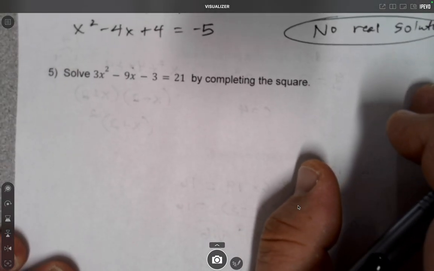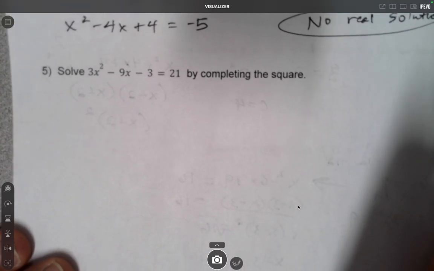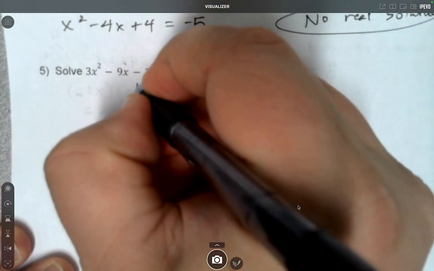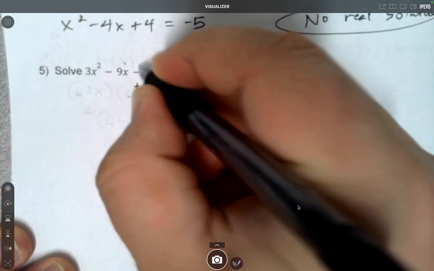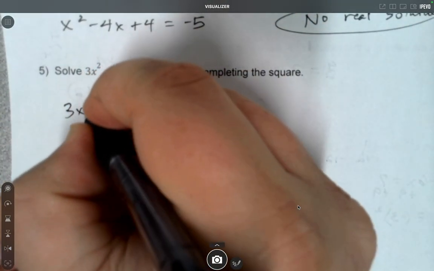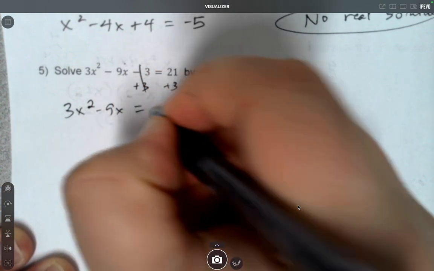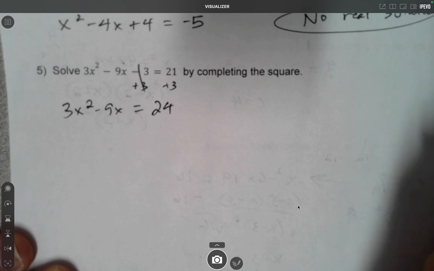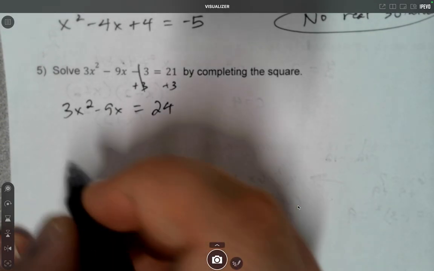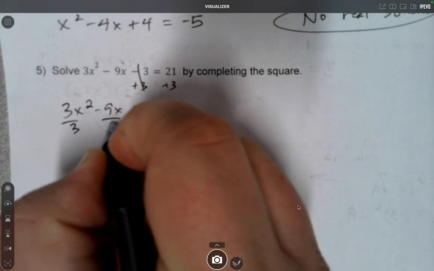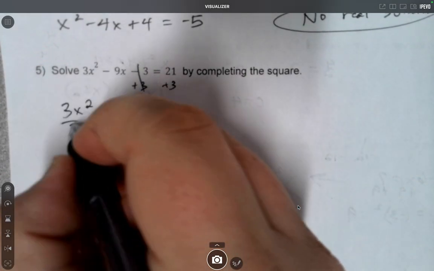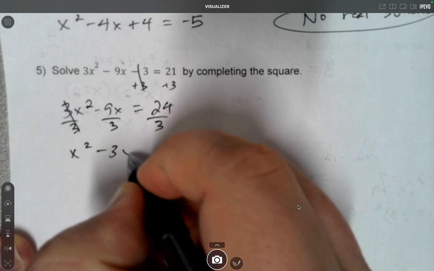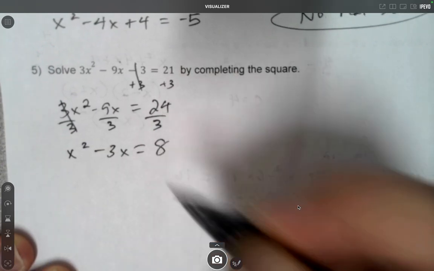Okay. Here we need to follow the same steps. Leave the x's on the left. Move this over so that we have all the constants on one side. That's 24. Like I said, we want this to be just x squared, so we'll divide everything by 3. The 3's cancel, leaving x squared. 9 over 3 is 3. 24 over 3 is 8.